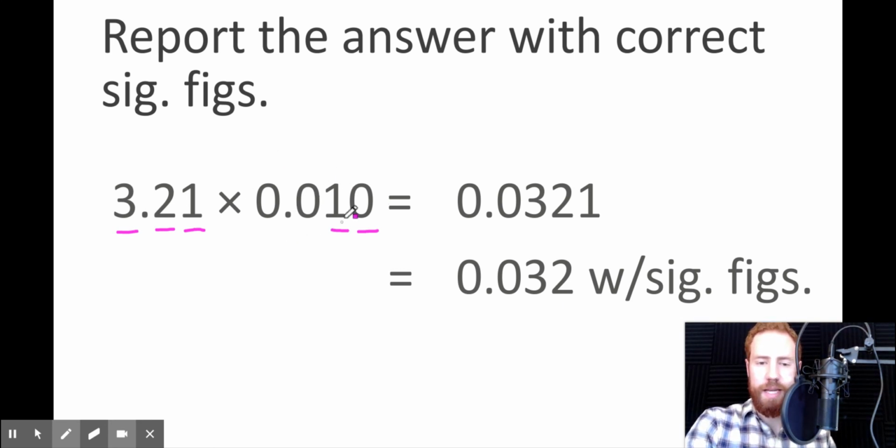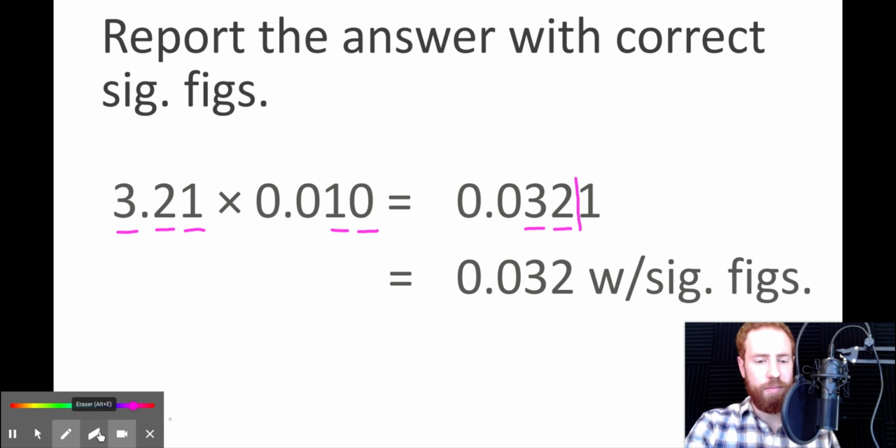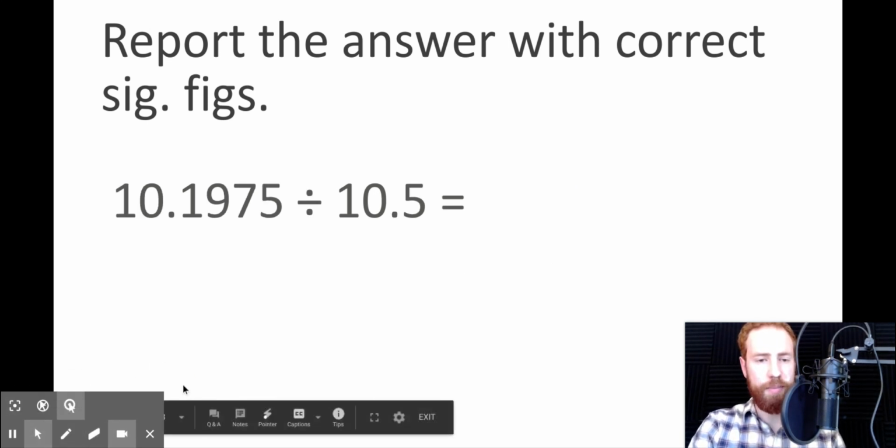If this has 3 and this has 2, that means we're going to be limited to only having 2 significant figures. We get to keep the least. So we've got to round 0.032 to only 2 significant figures. Well, this is our first significant figure. This is our second. That's where the number is going to end. We've got to look at what follows the last significant figure. It's less than a 5, so the last sig fig does not change. It's going to round down, or in other words, stay the same. So the actual answer is 0.032.